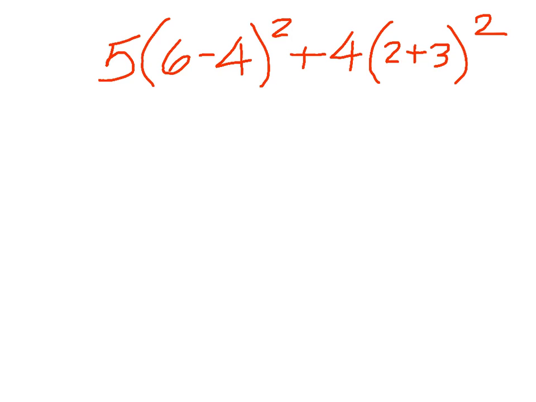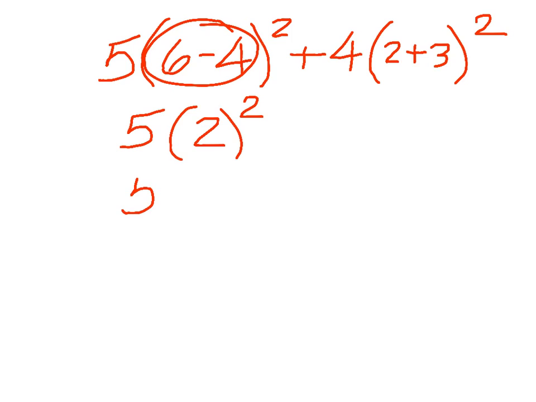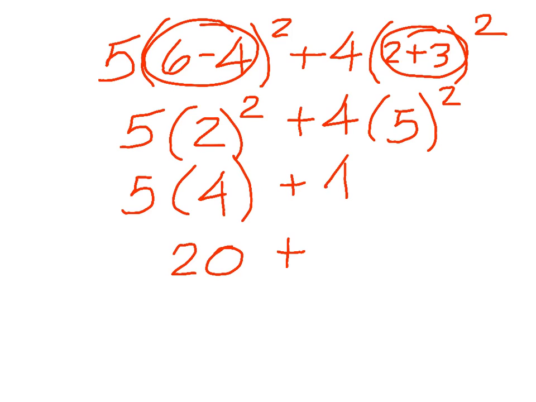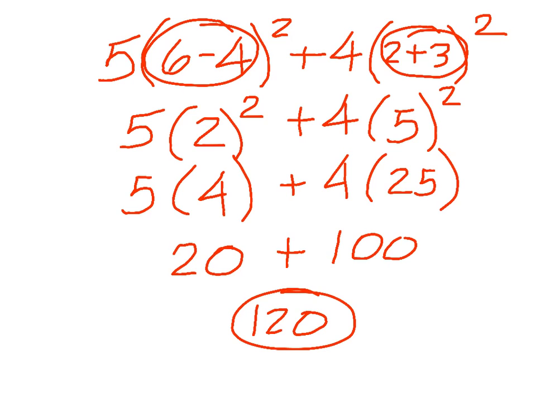Answer to the bonus. You're going to have 2 from this, and then square that to come up with a 4, which will be a 20. And then on the other side you'll have 5 times itself, which is going to be 25. That's 100. So you end up with 120.